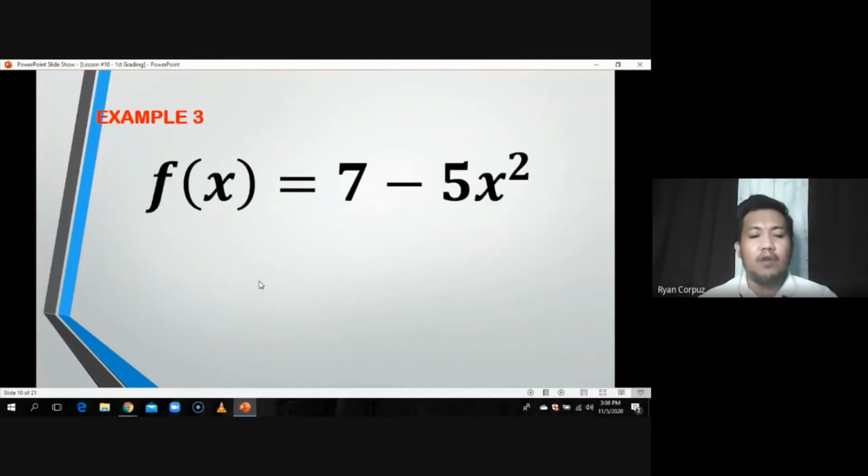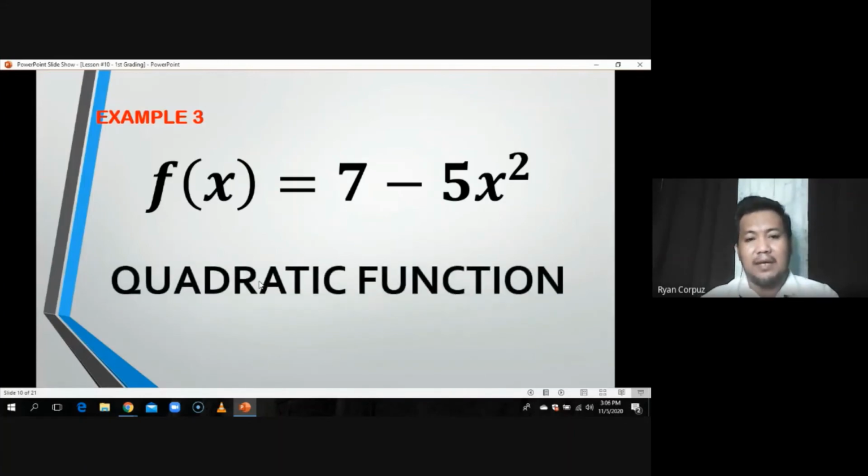So for number 3, we do have here the given f of x is equal to 7 minus 5x squared. Analyzing it, we will find out that example number 3 is showing quadratic function. Bakit quadratic function? Aside from it uses f of x, na sinabi natin in place of y, pwedeng gamitin yon. Pwede rin, as you can see on the right side, meron tayong quadratic term. Yun nga lang, it was not arranged in the right form. But according to the definition, sabi doon, it can be written in the right form of the quadratic function. So that's why example number 3 is considered as quadratic function.